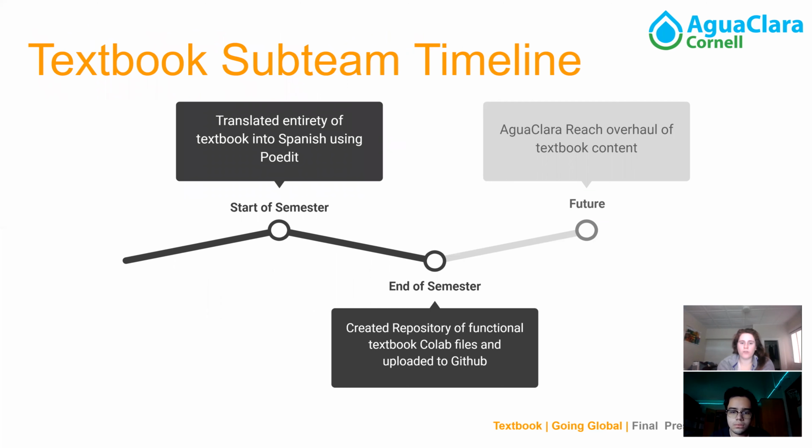So here's our timeline over this and last semester and into the future. Last semester, we focused on translating the entirety of the textbook into Spanish using an automated translation software tool called POEdit. We were finishing that up at the beginning of the semester, and we've since moved on. Throughout and at the end of the semester, we have been creating an entire GitHub repository that is full of Colab files that correspond to the Python code that is available within the textbook.